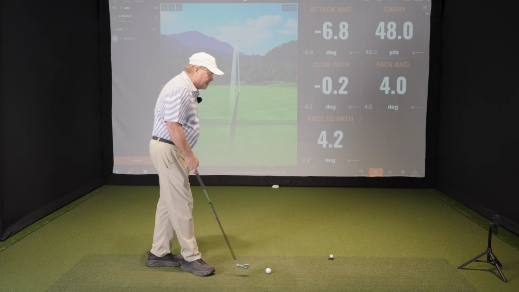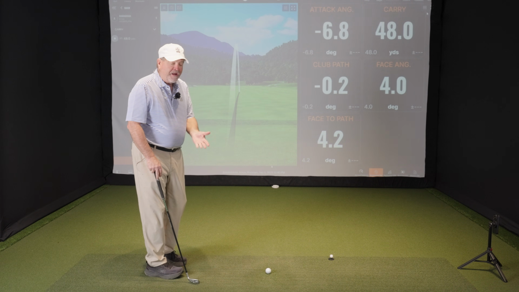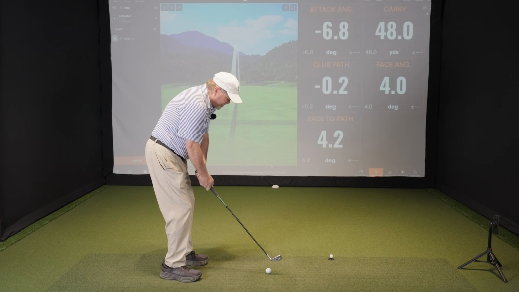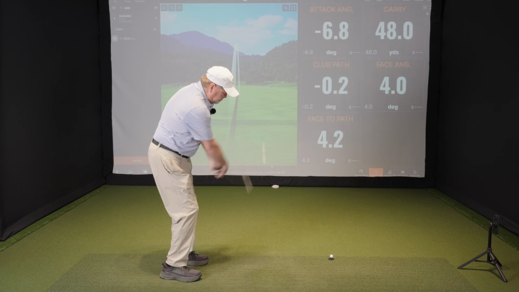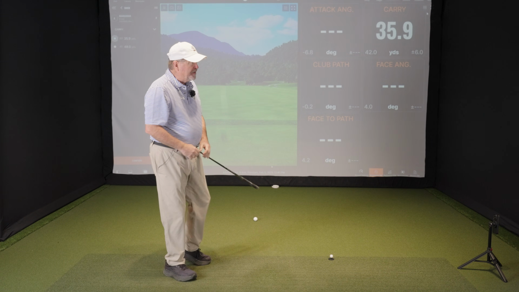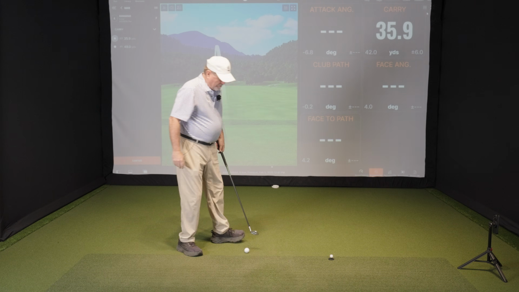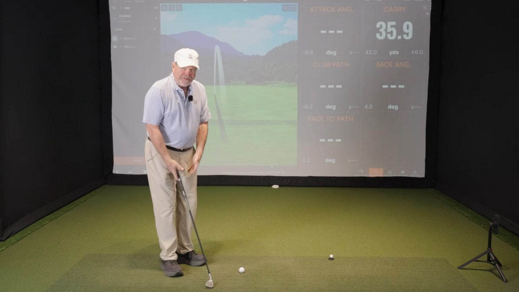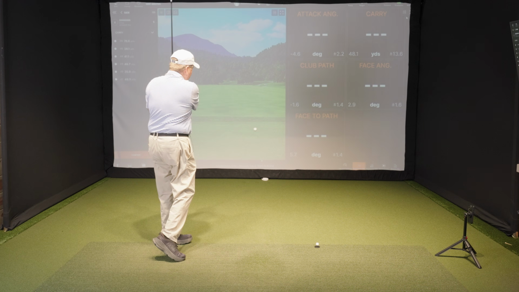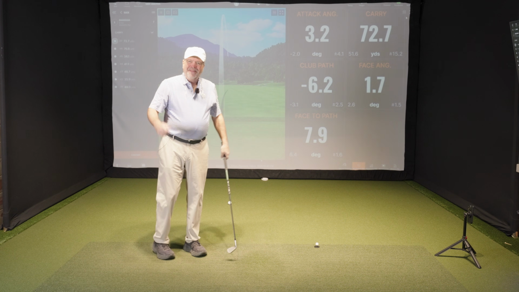Now if I have the handle farther behind the ball at impact, you'll see that that'll change my angle of attack. So I really tried to exaggerate that. It, of course, didn't measure it. TGL has the same issues. There we go.